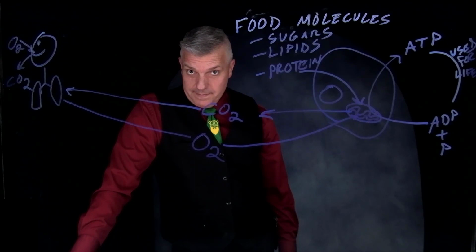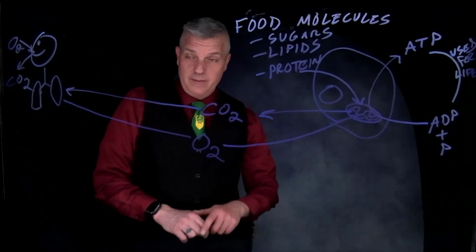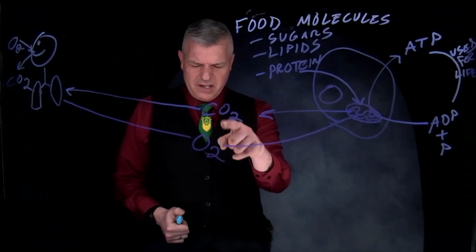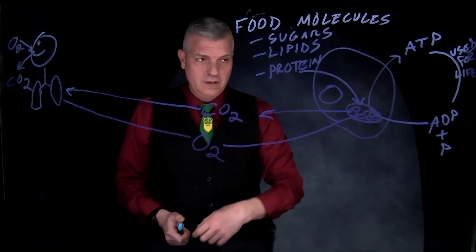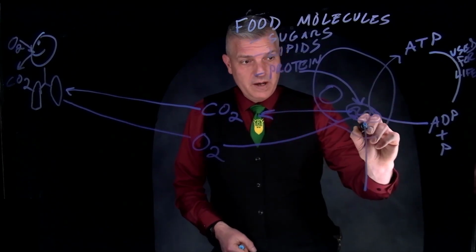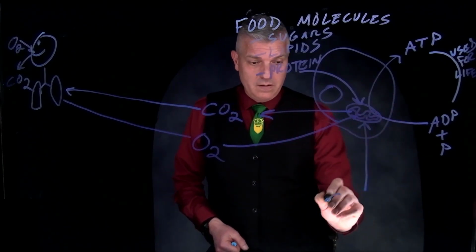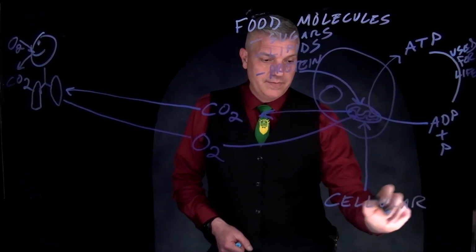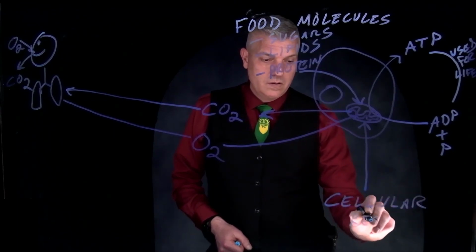Something I skipped. Sorry, but I'm coming back to it. We talked about external respiration. We talked about internal respiration, the exchange of gases between the blood and the tissues. What that mitochondria does is part of what we call cellular respiration.